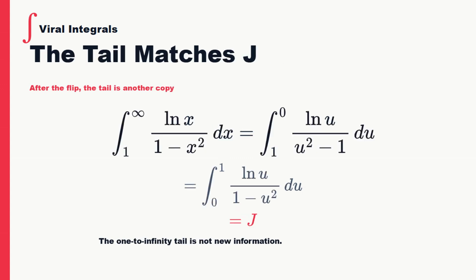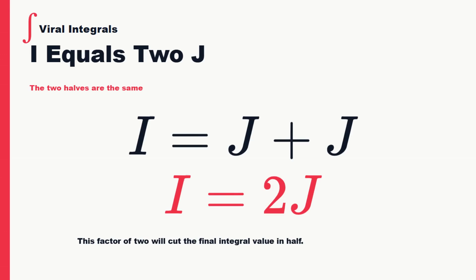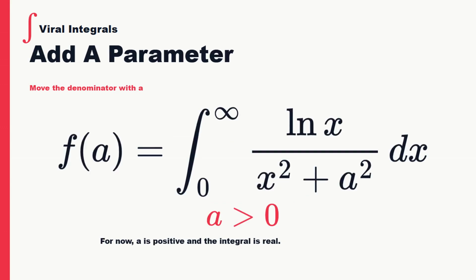So now you can see that this integral, the integral from 1 to infinity, is the integral from 1 to 0, which, if we introduce a negative sign, becomes the integral from 0 to 1 of natural log u over 1 minus u squared, which is equal to J. And now we just have the two halves, which are both equal to J. So we can say that I is equal to 2 times J.